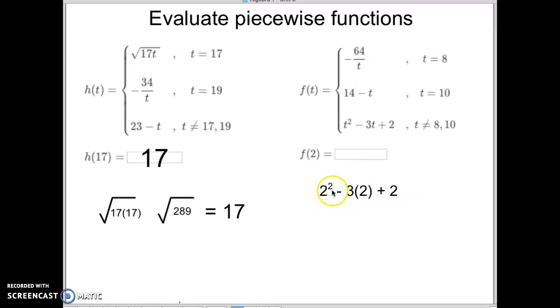Well, what does that equal? Well, 2 squared is 4. Negative 3 times 2 is negative 6, and we still have the plus 2. 4 minus 6 is negative 2. Negative 2 plus 2 is 0. Yeah, it's that easy, guys. Boom, 0 is our answer. That's all there is to it.